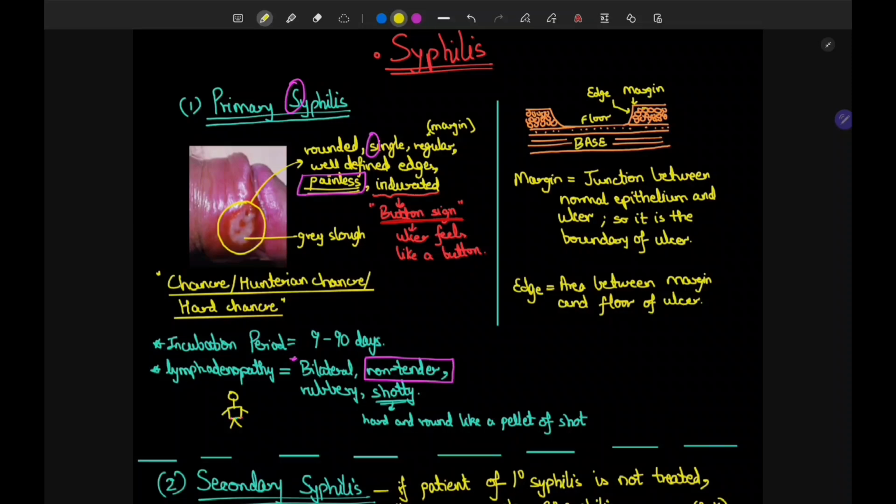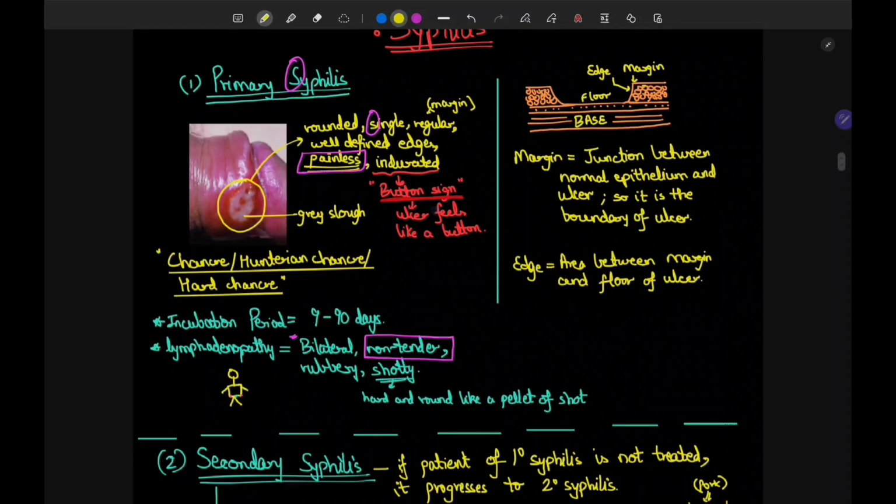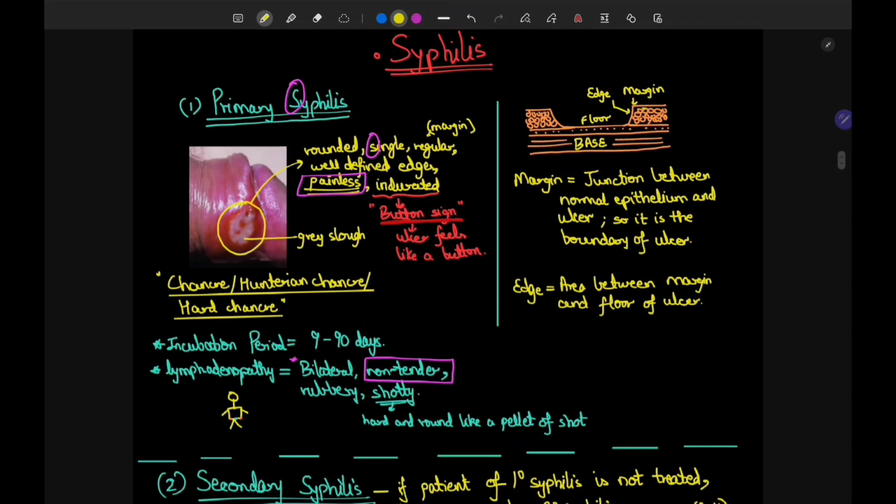Now you may remember it like this: primary syphilis, single ulcer. Primary syphilis has single ulcer, so S for S. In primary ulcer, you are having single. Now when you will go into secondary, you will see that there are multiple ulcers. So I'm not saying that single ulcer is present in all types of syphilis, but in primary you will have a single ulcer which has regular margins and well-defined edges, and this is painless.